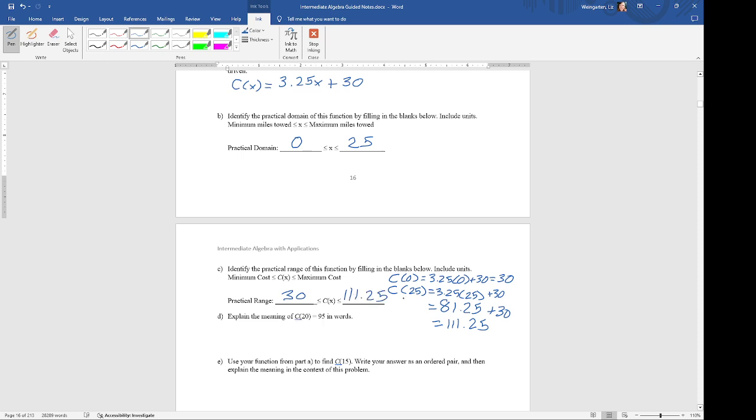Explain the meaning of C of 20 equals 95 in words. So we know that C is the cost, so the cost is going to be $95. Our input, or our miles, is 20. So in the sentence, it costs $95 to tow 20 miles.